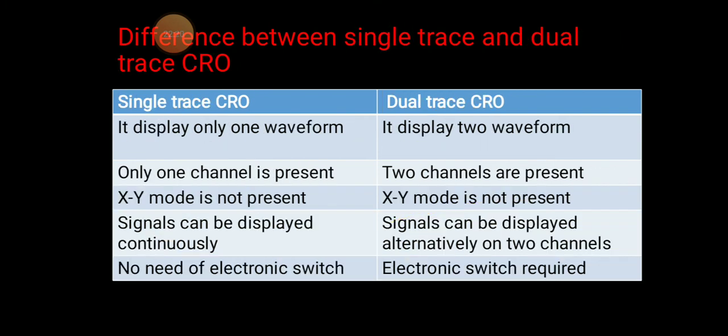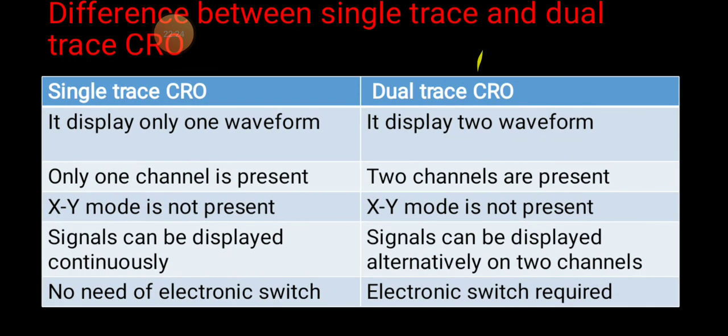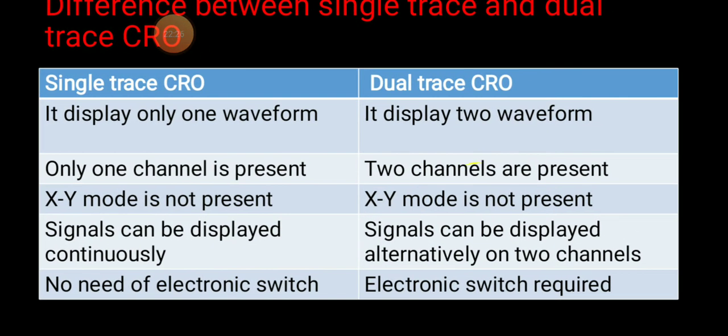Next, we'll move on to the difference between single trace and dual trace CRO. Single trace CRO displays only one waveform. Dual trace displays two waveforms. Only one channel is present in single trace, two channels are present in dual trace. XY mode is not present in single trace CRO. In dual trace, XY mode is present. Sorry, it's mistakenly typed. XY mode is present in dual trace CRO.